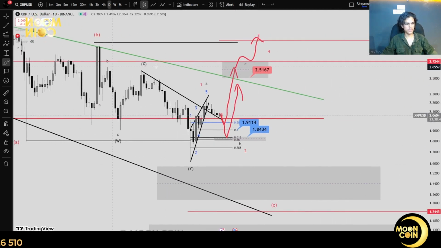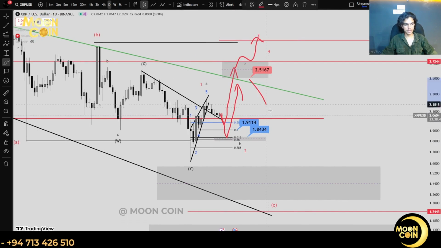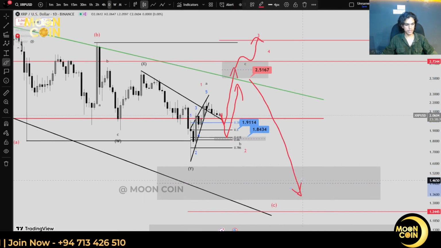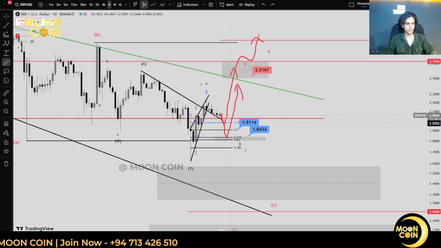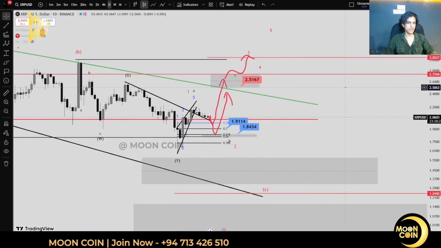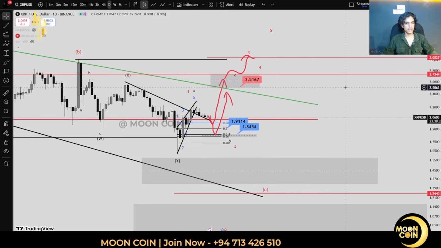So if the C wave is completed here, then we can expect a drop. Okay, can be a drop. So we should watch what the market is doing in the future.